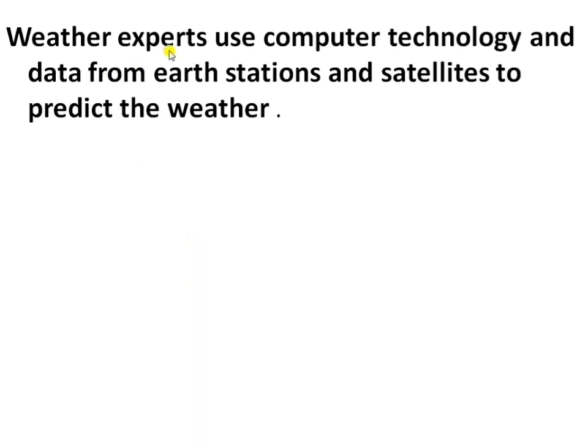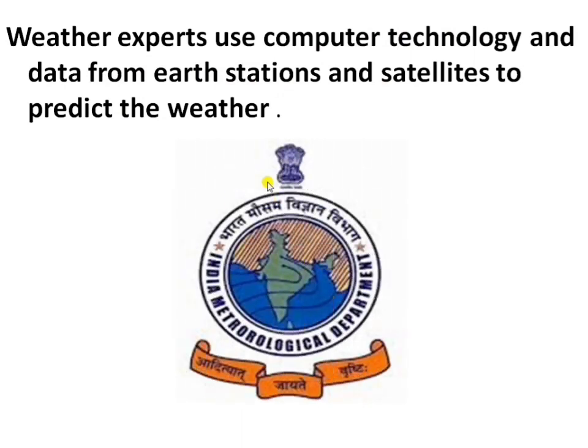Next, weather experts use computer technology and data from the earth stations and satellites to predict the weather. So, this is the meteorological department, that is IMD, Indian Meteorological Department, with headquarters in Delhi, and it operates the 100 of observation stations across India and Antarctica also. Okay. This IMD department is present in Delhi, in the area of Lodi Garden. Okay.